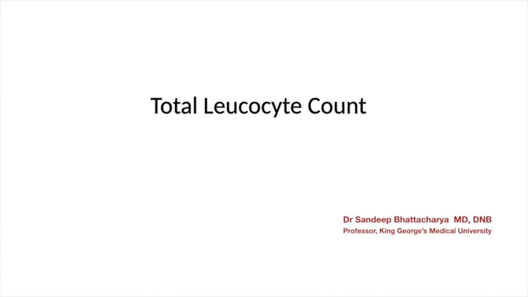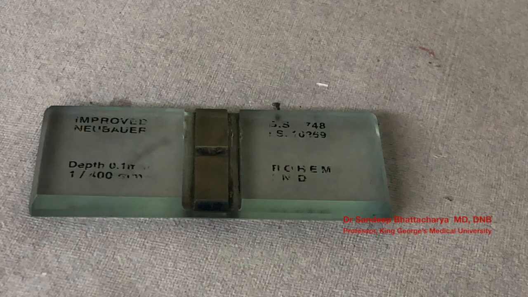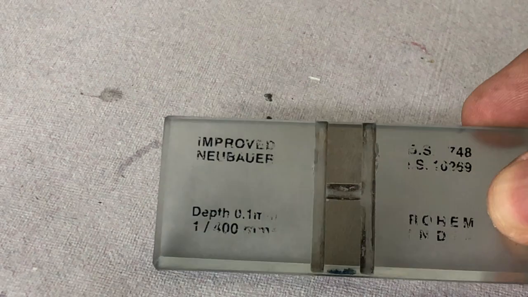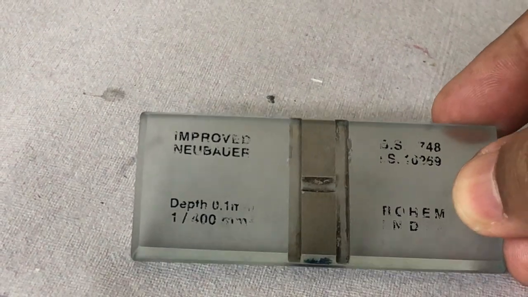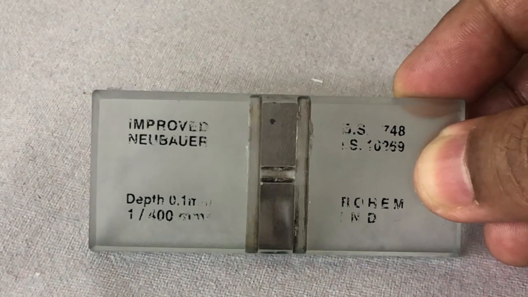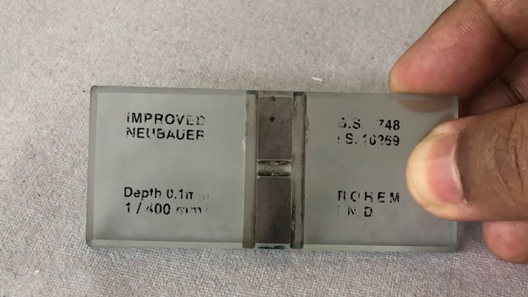This video explains the procedure of total leukocyte count using Neubauer's chamber or hemocytometer with calculations. These are the items that you require for doing this. This is the improved Neubauer's chamber, as we can see, and it is used for making total leukocyte count and total RBC count. In fact, you can use this for making any cell count.